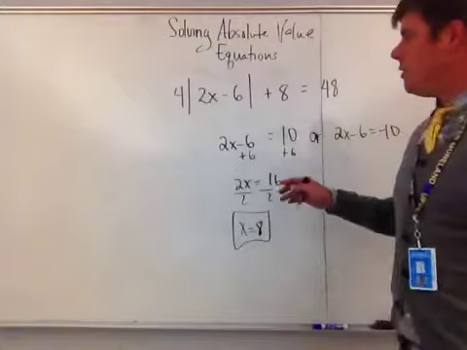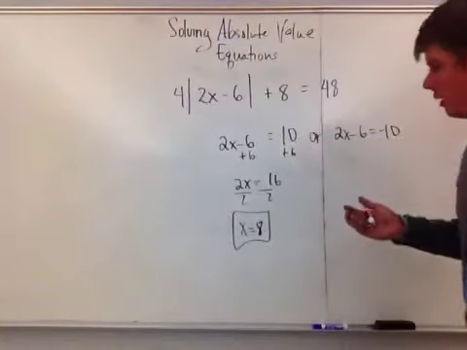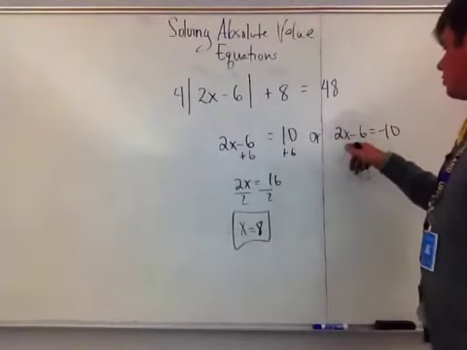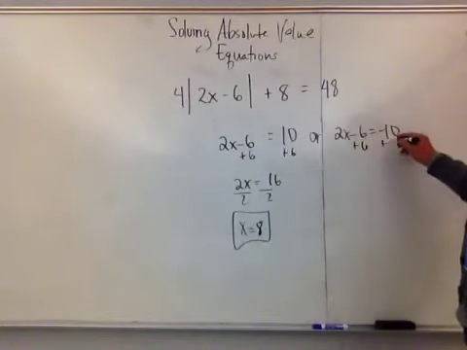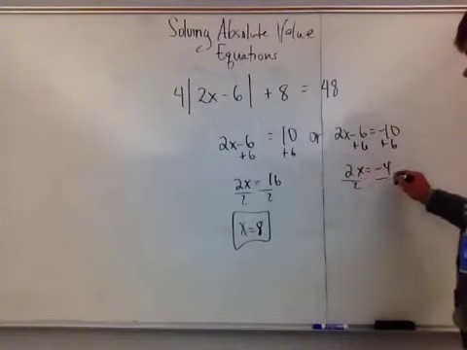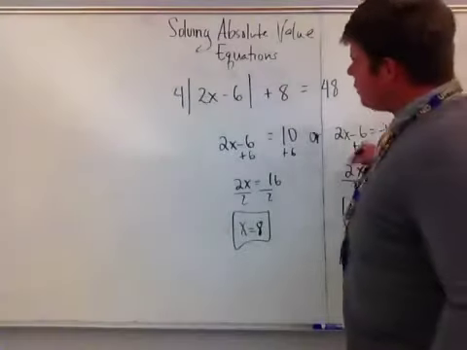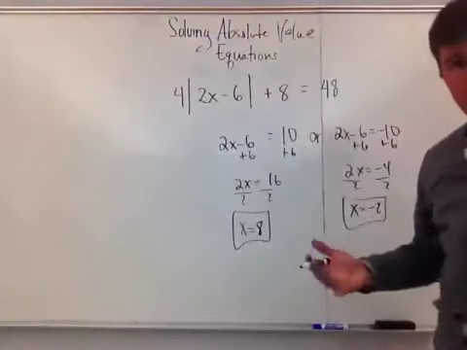So x being 8, if I plugged 8 into here, then it would simplify to give me positive 10. For the other one, 2x minus 6 equals negative 10, so if I add 6, I get 2x equals negative 4. Divide by 2, I get x equals negative 2. Now if I plug negative 2 into here, it gives me negative 10. So let's go ahead and do that.